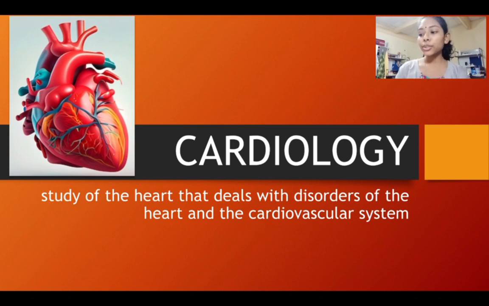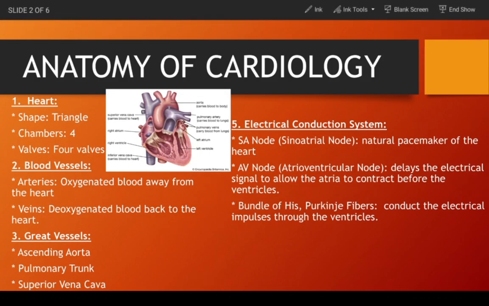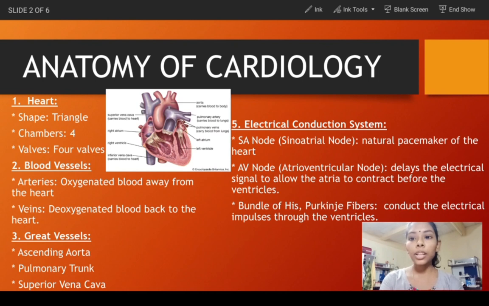Looking into the anatomy of cardiology, we have four chambers, which are the right and left atria and the right and left ventricles. The right atrium receives deoxygenated blood from the body, while the left atrium receives oxygenated blood from the lungs. The right ventricle pumps the blood to the lungs, and the left ventricle pumps the blood to the rest of the body.